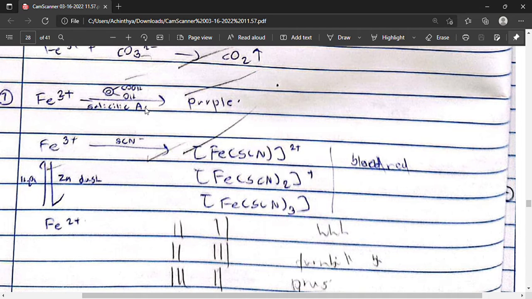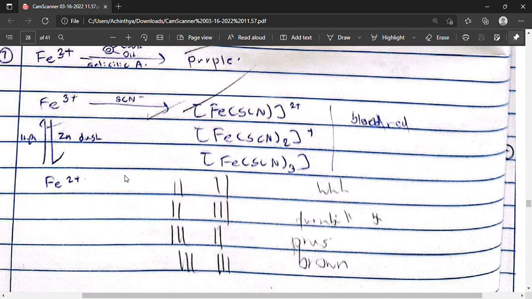Here's a unique reaction of Fe3+, of the ferric ion. If we were to add salicylic acid into the ferric ion solution, we get a purple colored solution. Another unique reaction of the ferric ion solution is that if we were to add thiocyanate ion solution into the ferric ion solution, we get a blood red solution which consists of these complexes: FeSCN2+, Fe(SCN)2+, and Fe(SCN)3.